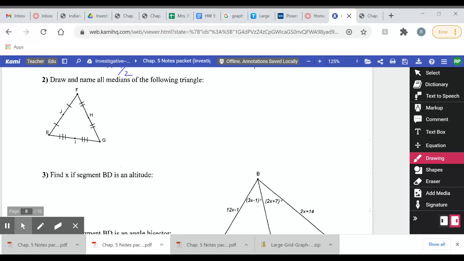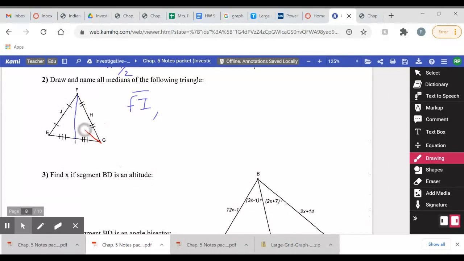Okay, here we go. Sorry about that. I clicked on the wrong thing. So from F to I is one median. Okay, from a vertex to the middle or midpoint of the opposite side.